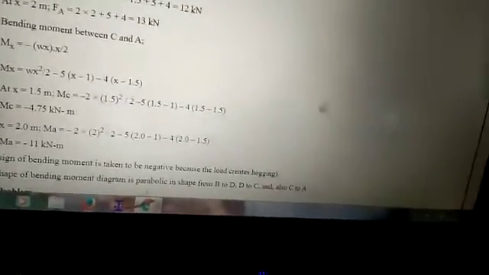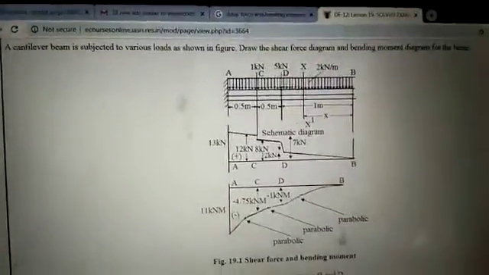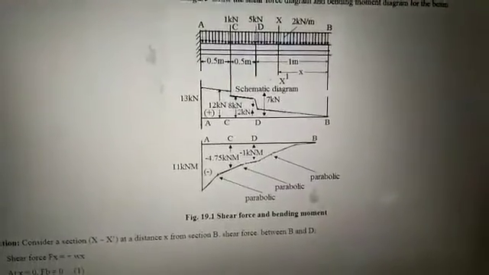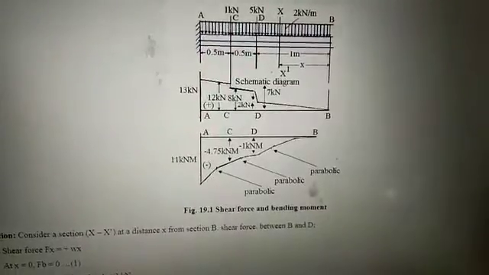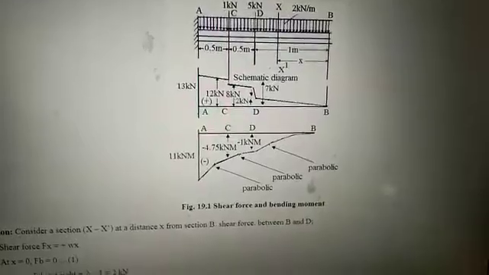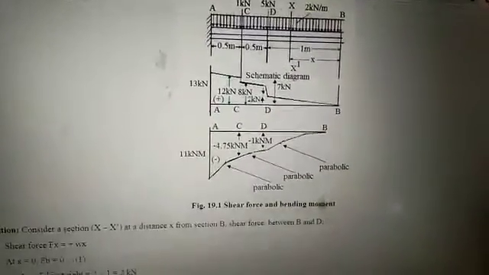At x is equal to 1.5, we can refer to this diagram. Again look at the diagram and clearly keep it in mind that we have 4 points in the cantilever beam, that is A, C, D and B. The distance between A and C is 0.5, between C and D it is 0.5 and between D and B it is 1 meter, and the loading.